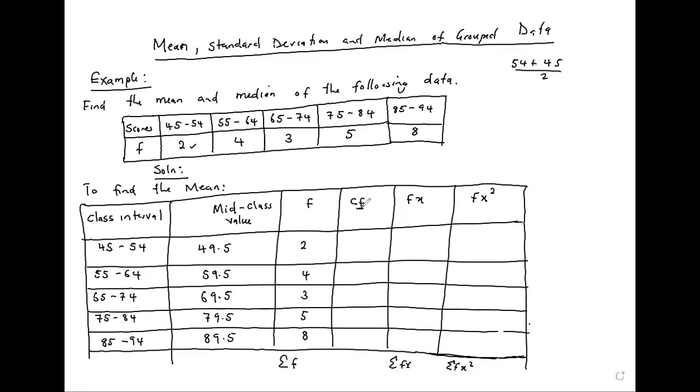Then the cumulative frequency. In the first one, 2 maintains. In the second one, you add 2 plus 4, you get 6. Then you add 6 plus 3, you get 9. Then you add 9 plus 5, you get 14. Then you add 14 plus 8, you get 22. Okay. Am I right? Yeah, I confirm. 2 plus 4 plus 3 plus 5 plus 8. Well, that's the cumulative frequency.